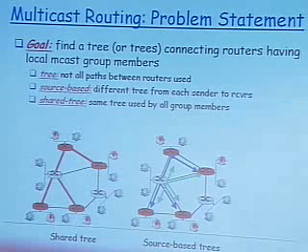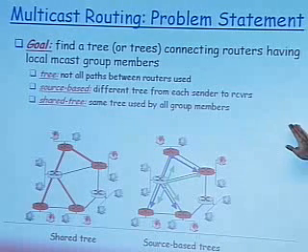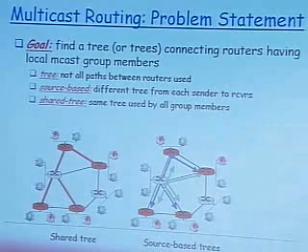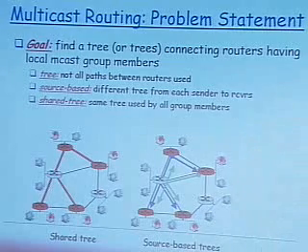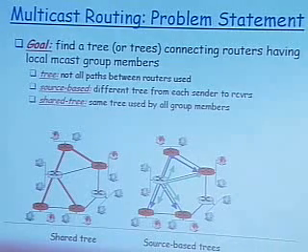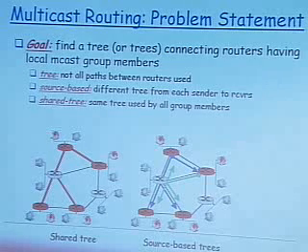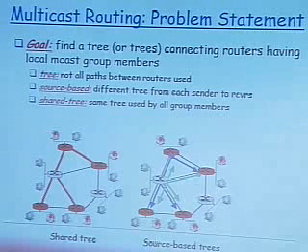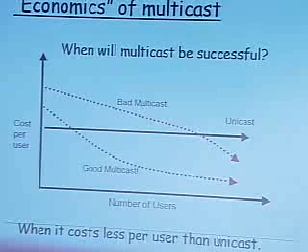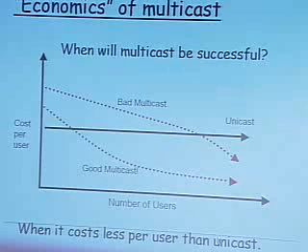There are different kinds of trees. There's a source-based tree in which a different tree is constructed from each sender to the receivers. So for each sender, there will be a different multicast tree on which the data is forwarded. There are shared trees in which the same tree is used by all group members.